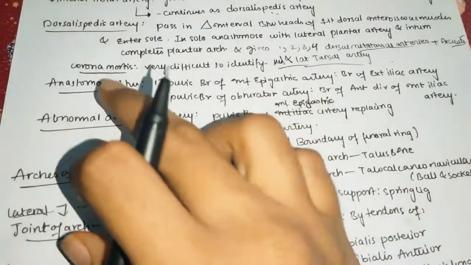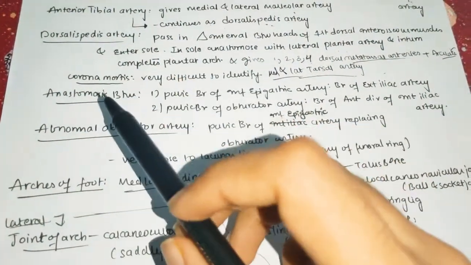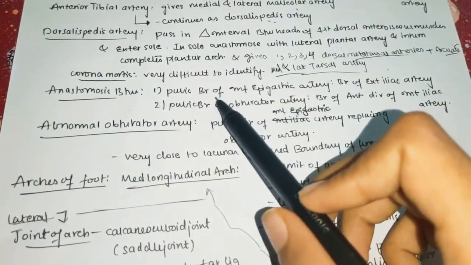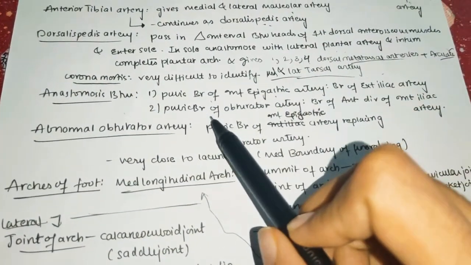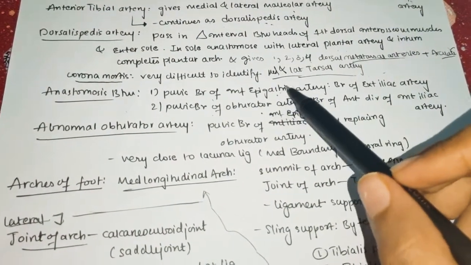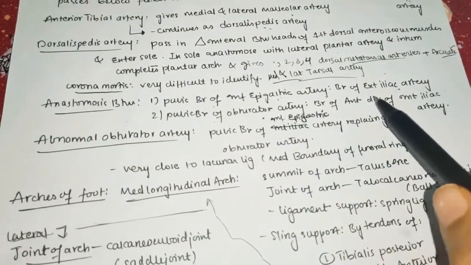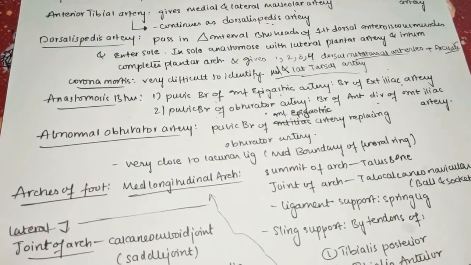Next, what is corona mortis? Actually, this is very difficult to identify. There is an anastomosis between the pubic branch of the inferior epigastric artery and the pubic branch of the obturator artery. The inferior epigastric artery is a branch of the external iliac artery, and the obturator artery is a branch of the anterior division of the internal iliac artery.